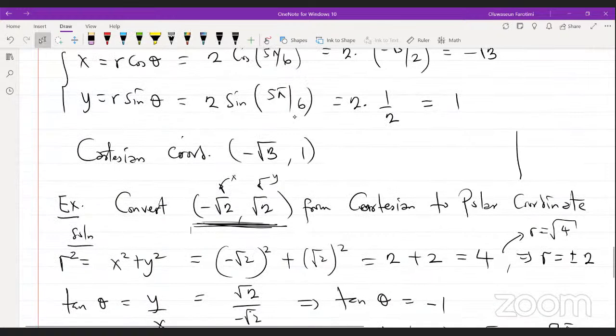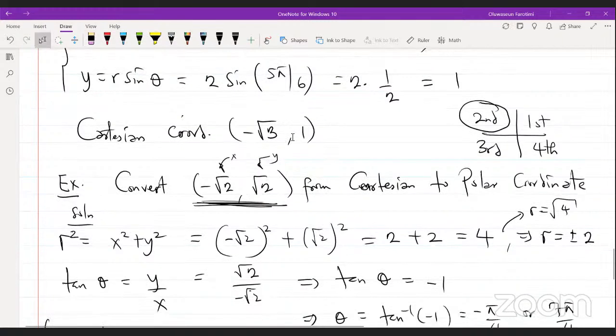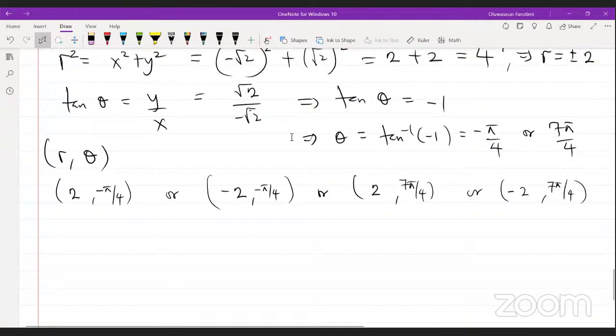So remember, this is my first quadrant. This is the second quadrant. This is the third quadrant, and this is the fourth quadrant. I hope your trigonometry comes back to mind. X is negative, right? Now, in which quadrant is X negative and Y positive? That's the second quadrant. So that means I have to only select the coordinates that lie in the second quadrant.